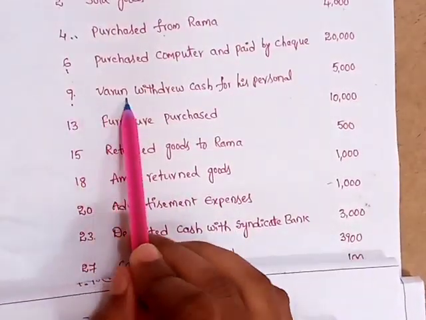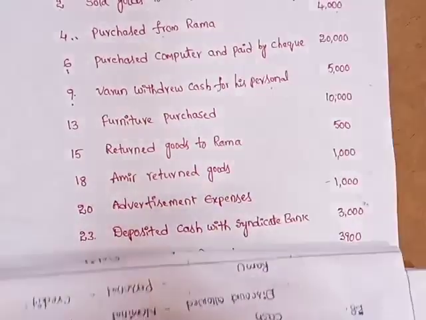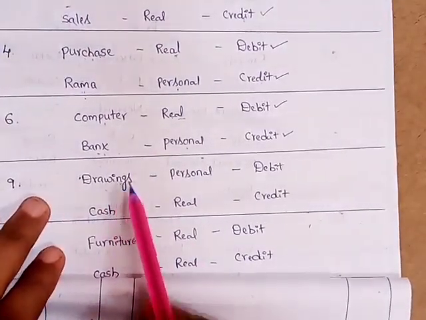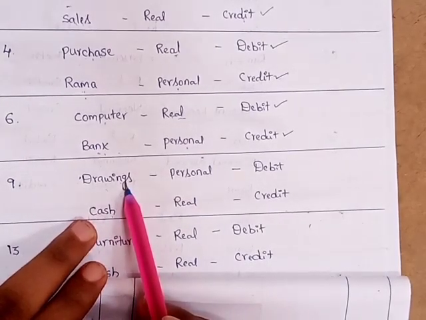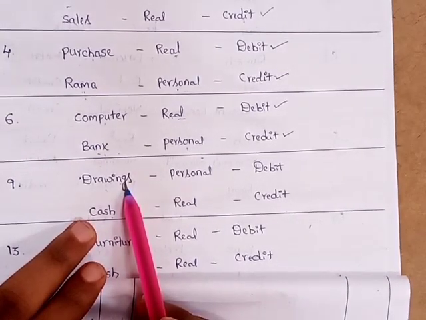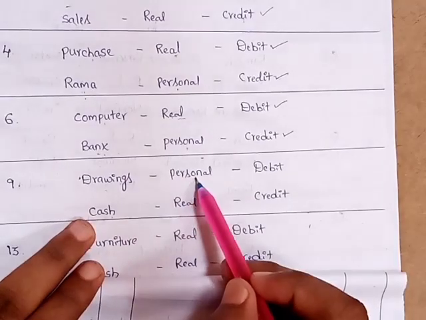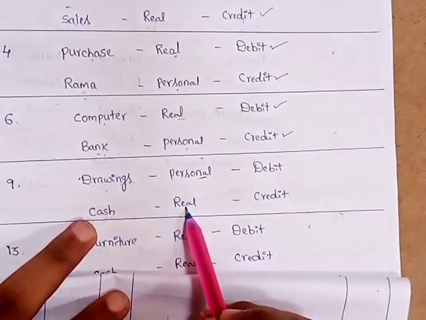April 9th, Varun withdrew cash for his personal 5,000. So in this transaction there are two aspects. One is drawings, second one is cash. Drawings means the amount used by the proprietor for his personal use, that amount is called drawings. So that's why it's a personal account. And cash is asset, that's why it's a real account.